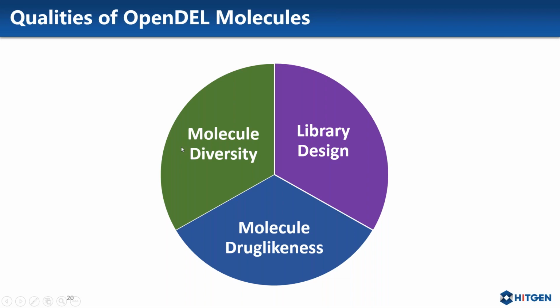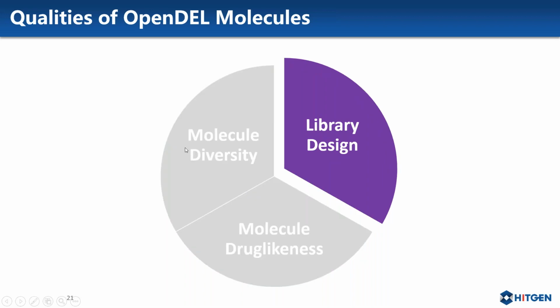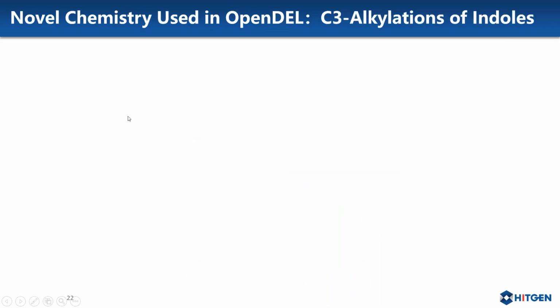Especially for medicinal chemists, when they obtain the OpenDEL kits, they usually care about what kind of molecules are in the OpenDEL kits. So there are some elements they may consider. One is the library design. The second one is molecule diversity, and the last one is molecule drug-likeness. So let's first talk about library design. We will have 2 examples to show you how we design our libraries in the OpenDEL kits.